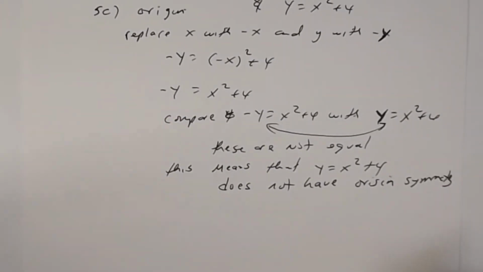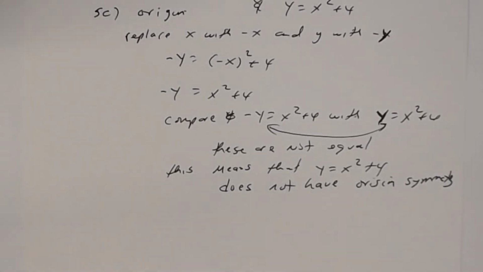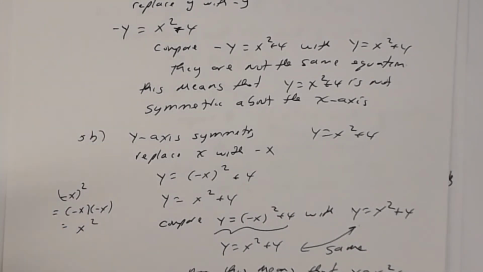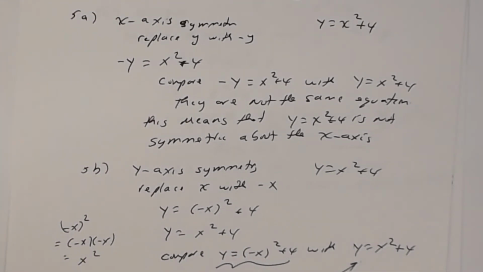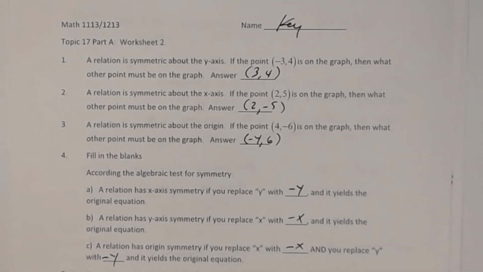All right. So the only symmetry it had was y-axis symmetry. That's the only symmetry it had. So that's how you do this algebraically. If it says algebraically, this is what you have to go through. So that's going to take care of the key to topic 17, part 8, worksheet 2.